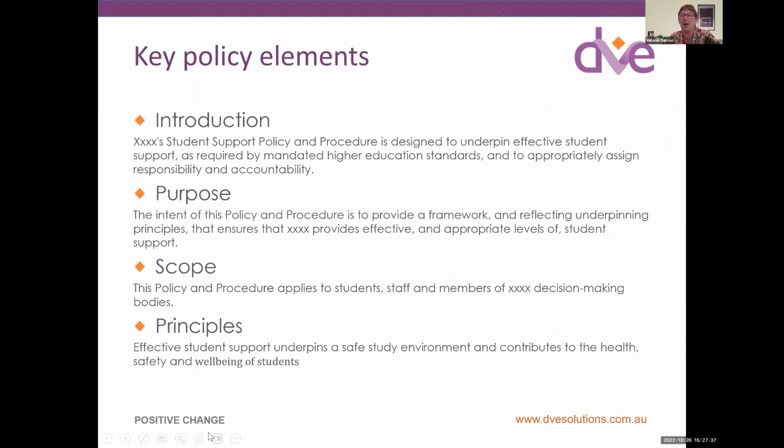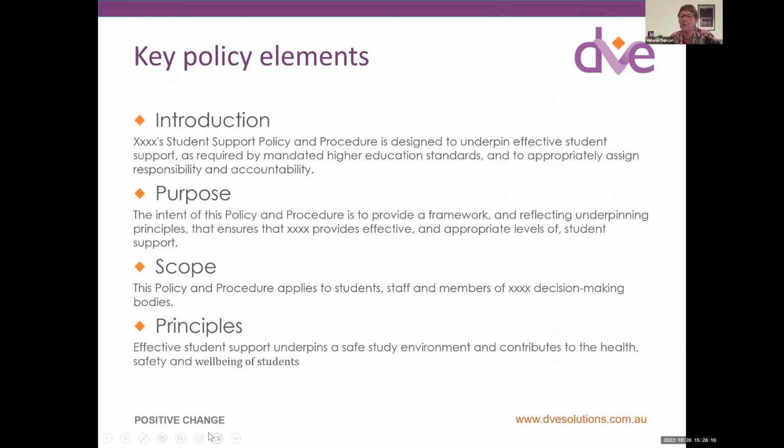It goes from very high level statements to the how of how you would implement what you're trying to achieve in your policy. You don't always have separate policies and procedures. That's an institution-based decision about whether you like to have them separate or together. So I've used a student support policy and procedure as an example. And this one, the high-level statement, is that the policy and procedures are designed to underpin effective student support as required by the mandated higher education standards.